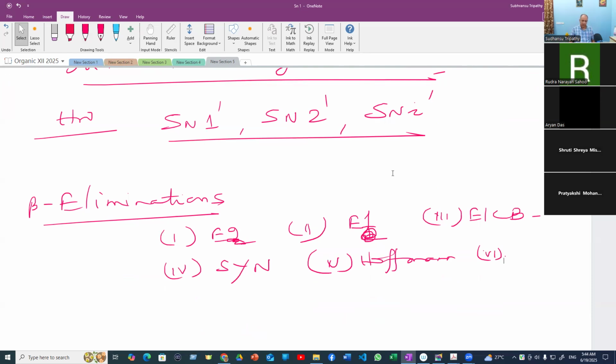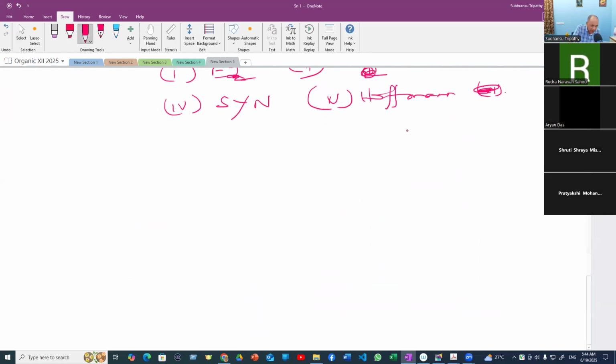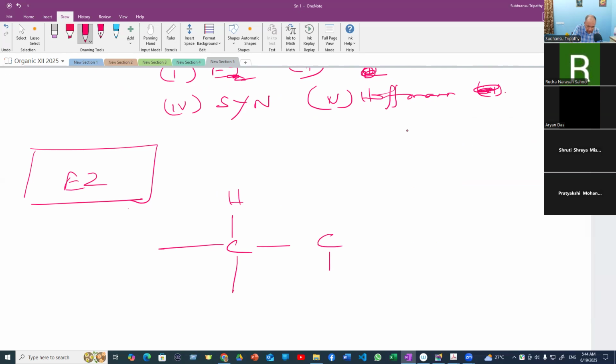These five we will see ahead, then we will see which others there are. Let's write down E2 is bimolecular, is having a lot of common features with SN2. As you know, I have already told you the stereoelectronic requirement. Here in E2, 3 degree is greater than 2 degree, greater than 1 degree halides.